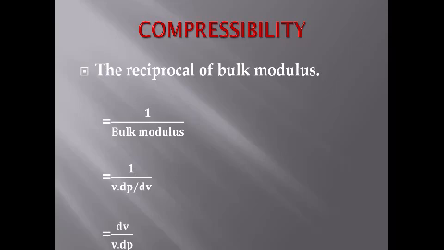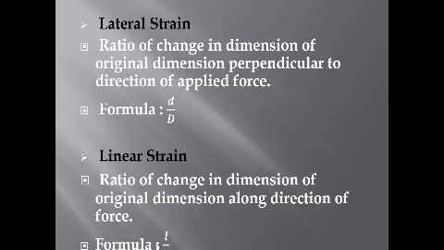Now, compressibility. It is the reciprocal of the bulk modulus, 1 upon bulk modulus. Whatever we get for the bulk modulus, we put in the denominator. So 1 upon V dP upon dV, and dV comes to the upper side, giving dV upon V dP.